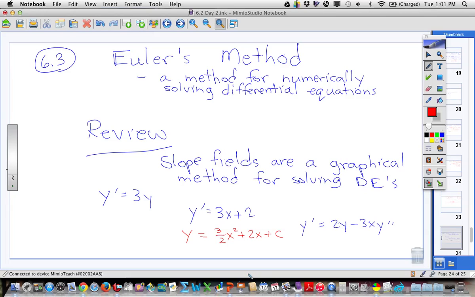So if we don't know how, it's just like area. Some of them we can do with the fundamental theorem part 2, and some we can't. Well, the ones we can't, we can maybe approximate the answer. Well, that's what we're talking about here. So on these, maybe we could approximate the solution if we don't know how to solve it. Well, one way we've done it is slope field. So let's review that real quick.